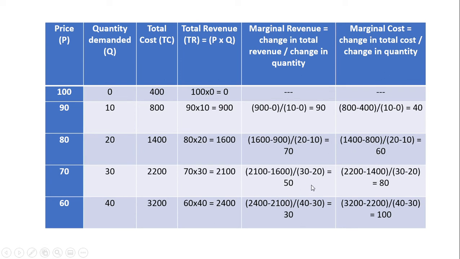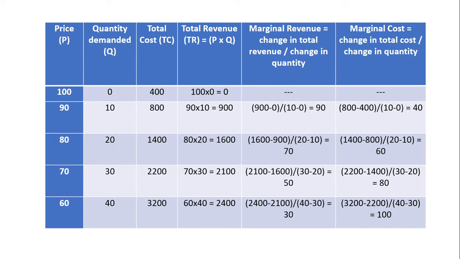We don't ever want to produce where marginal revenue is less than marginal cost. So here marginal revenue is greater than marginal cost, marginal revenue greater than marginal cost. Now here, at 30 units, marginal revenue is less than marginal cost. We don't ever want to go there. So the highest level of output that we can produce and still have marginal revenue greater than marginal cost is 20 units. So our profit maximizing output would be 20 units.